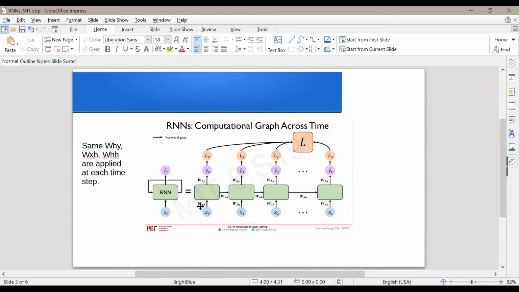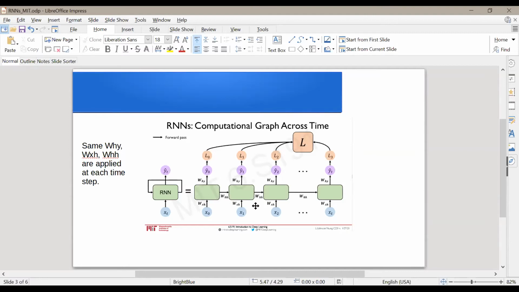The same matrix WXH gets applied to the input here, here, here, and here. The same matrix WHH gets applied in this cell, this cell, this cell, this cell. It's the same matrix WHH, and again the same matrix WHY. So there's only three different matrices of weights that have to be solved for in this. And that's one reason why they're so fast.